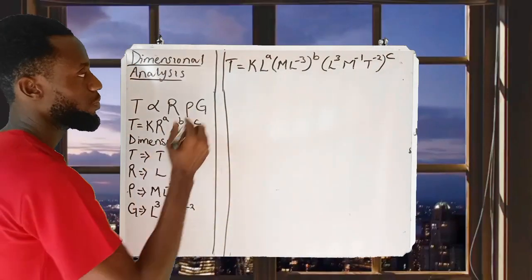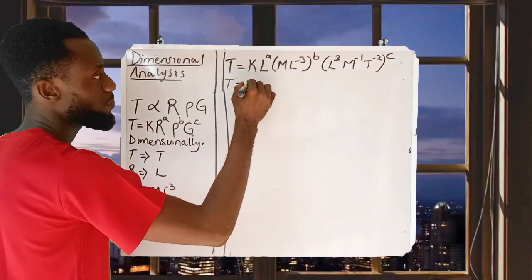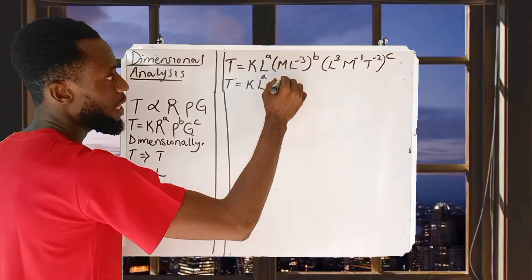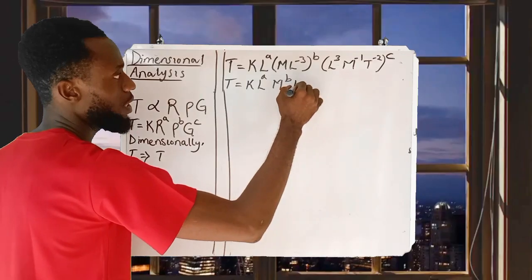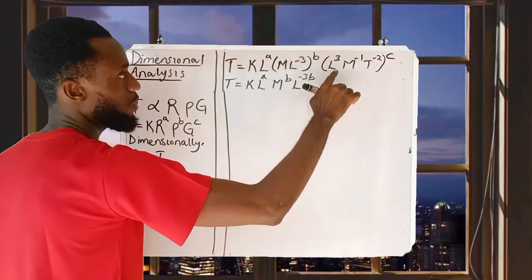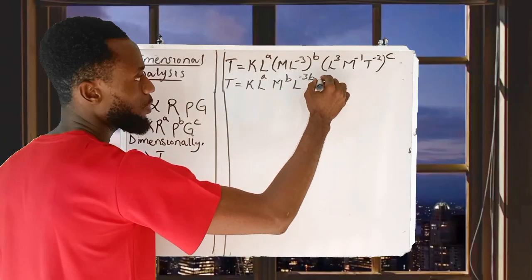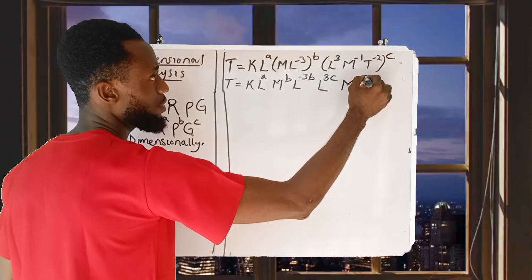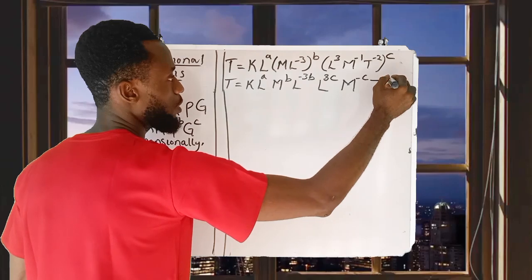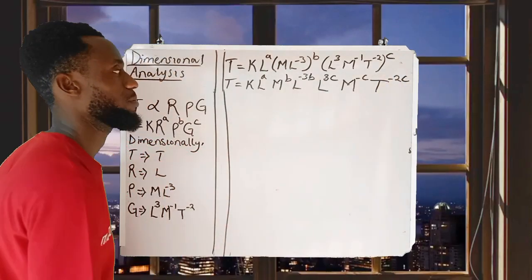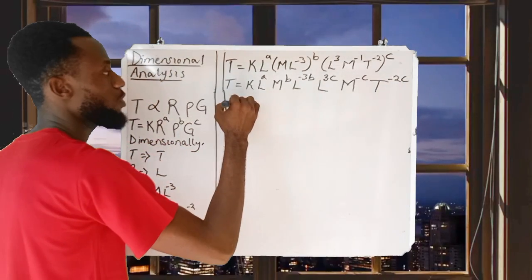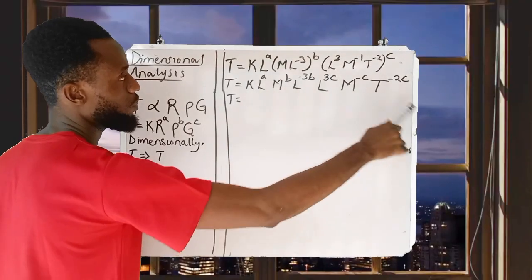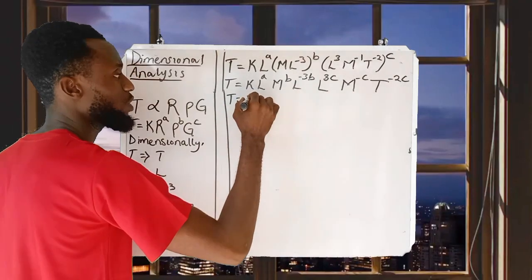We neatly open up, being very careful along the way. K becomes L raised to the power of a, m raised to the power of b, L raised to the power of negative b, while on this other bracket, when opening up, L is raised to the power of 3c, m is raised to the power of minus c, and t is raised to the power of minus 2c. We are almost there. As we can see, currently we have different parameters for length, different for mass, different for time. So let's arrange them all using the laws of indices.